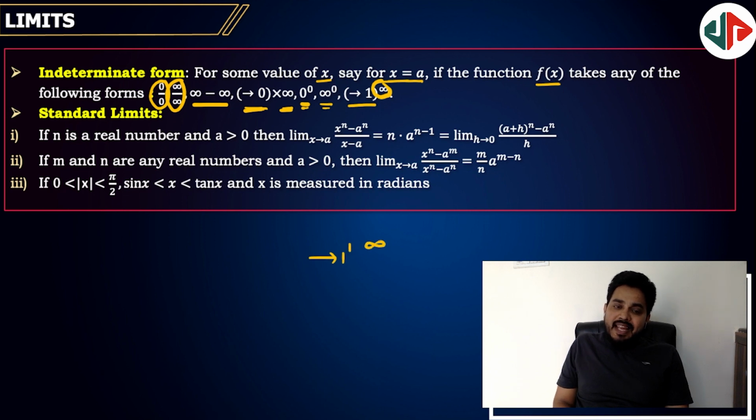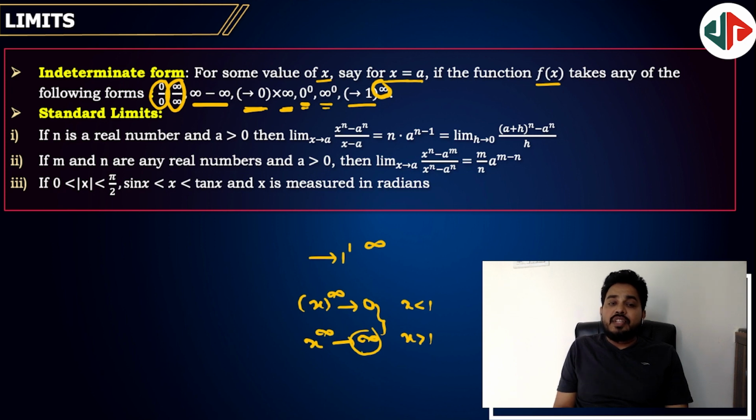Simple. For any x, if x is less than 1, x to the infinity goes to 0. The moment x is greater than 1, x to the infinity goes to infinity. So there is a deviation coming. So that's why, tending to 1, whether less than 1 or greater than 1, is very, very important.